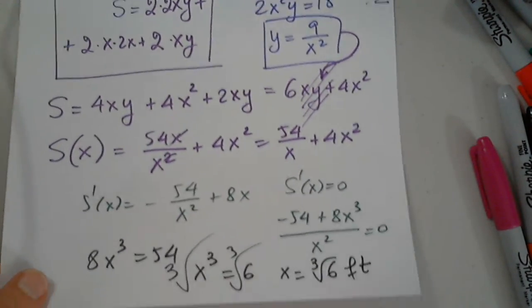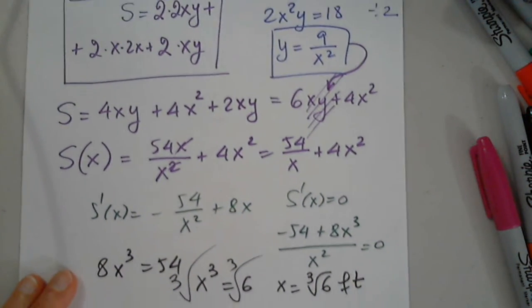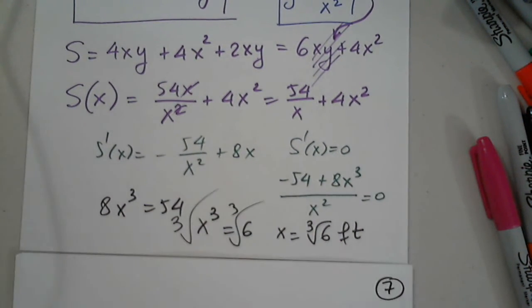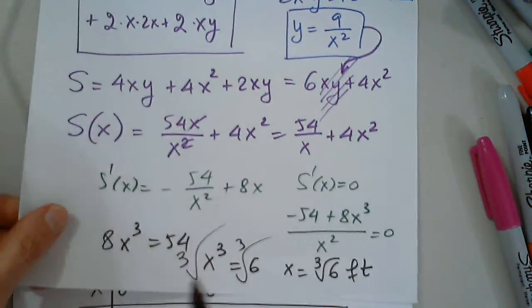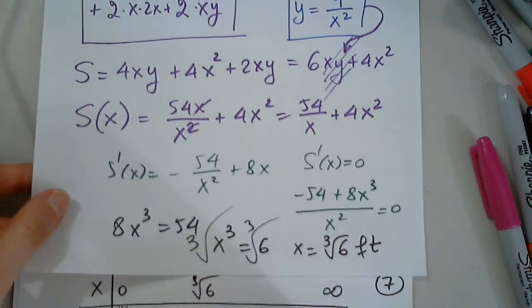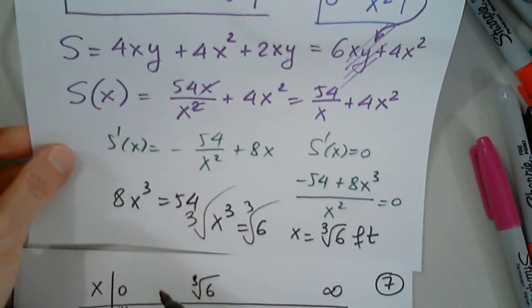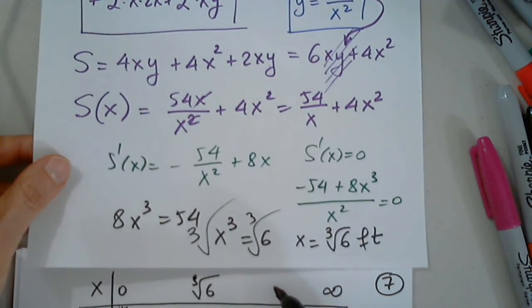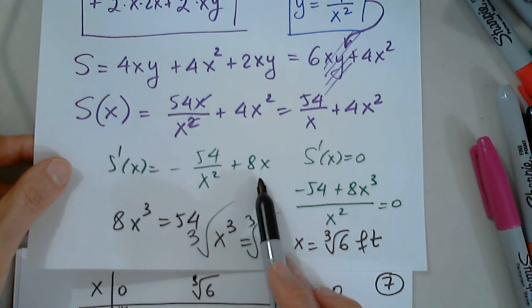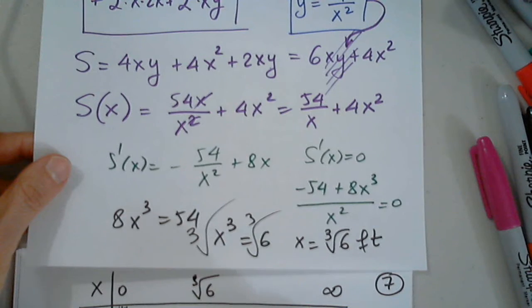But who knows whether this gives a min or a max? Nobody. I have to show. If I don't show, I can't get full credit. So I have x, the cube root of 6, from 0 to infinity, not really, of course. S prime of x, 0, and s of x. So I go back, and I cannot plug in 0 here. But I will plug in 1. So negative 54 plus 8, this is negative. And if I plug in 10, I have 80 minus something small.